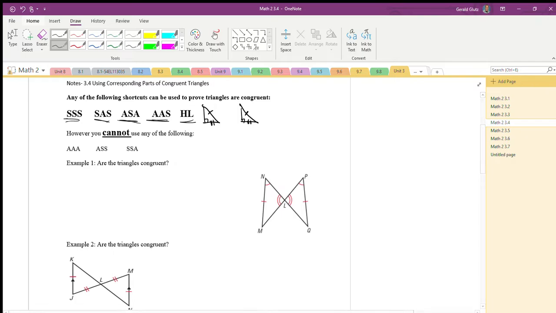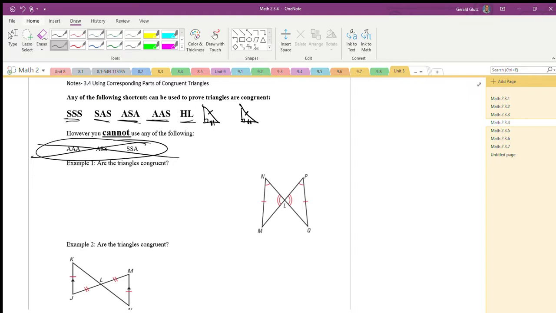We cannot, under any circumstances, use any of these. These are all bad, especially that middle one there, but they're all bad. Never, ever, ever use any of those three. That's important for you to remember. Don't use any of those three. All right, so moving on to example 1.